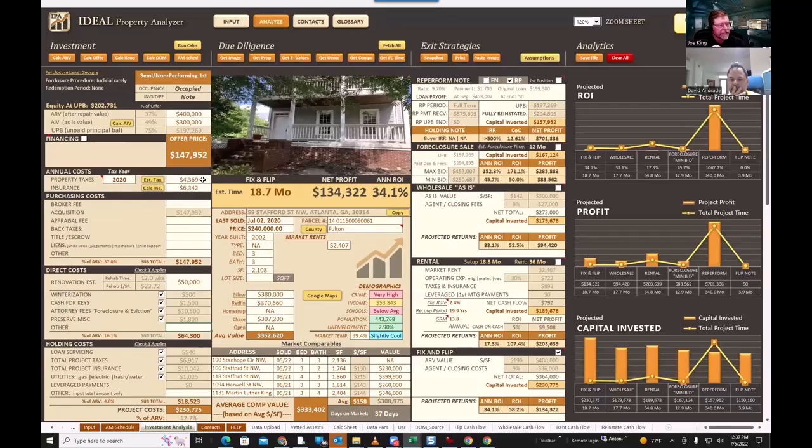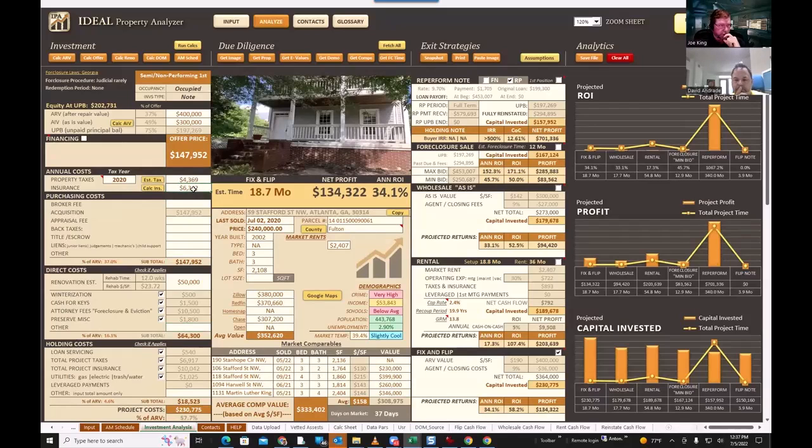Typically, it's not going to raise too much. If it does at all, it's maybe going to be a couple hundred dollars. And this 2020 is based on what was available online when we pulled the data. So you can verify that, and you can start to fine tune your numbers accordingly.